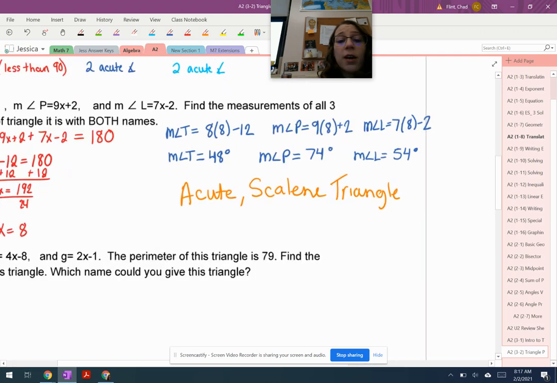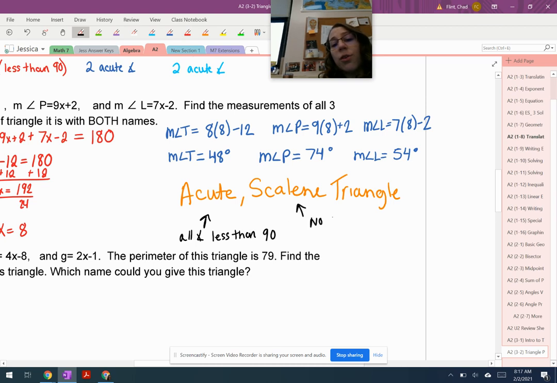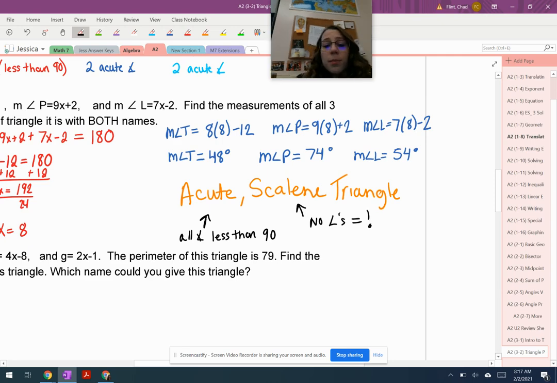Because, again, all angles are acute, and I'm just going to make note, all angles are less than 90, and no angles are equal. Boom.